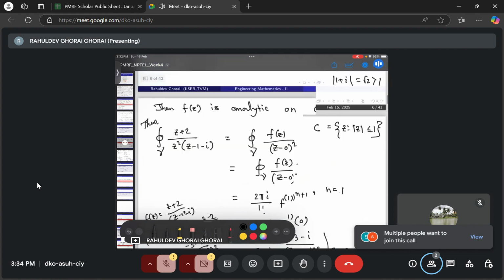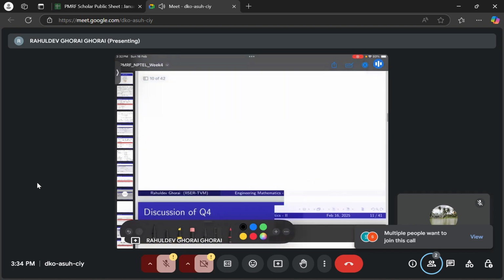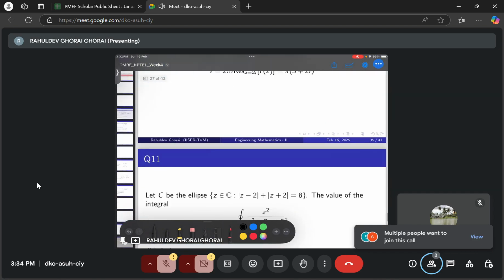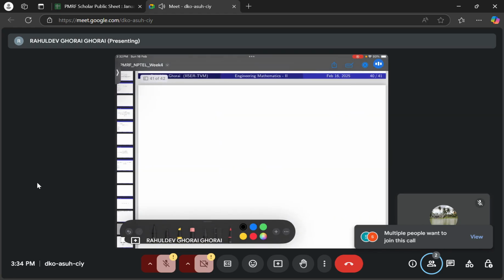You can use residue theorem also. How? Okay, so we don't have any place here. I'll do it at the end actually. Okay. So let's say maybe here. So the question is to evaluate the integral of (z + 2) over z square times (z minus 1 minus i), dz, over modulus of z equal to 1. This you have to evaluate.